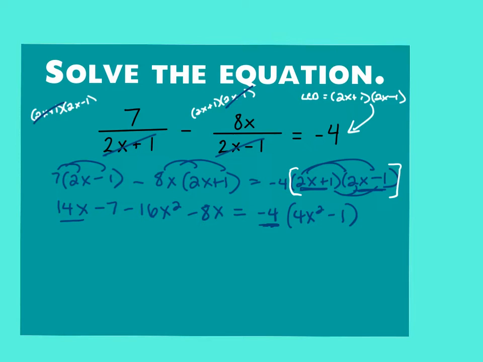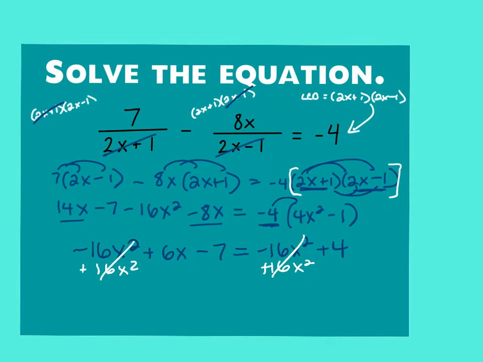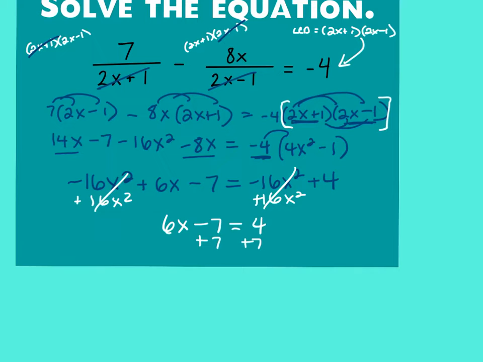So I'm going to combine my terms on the left side and distribute on the right side. So negative 16x squared plus 6x minus 7 equals, distribute this, negative 16x squared plus 4. Now I want to get both the x squared to the same side. If I add 16x squared and 16x squared, they actually cancel, and I get 6x minus 7 equals 4. Add the 7, 6x equals 11. Divide by 6, and x is 11 over 6, or 1 and 5/6. Either of those answers is fine.